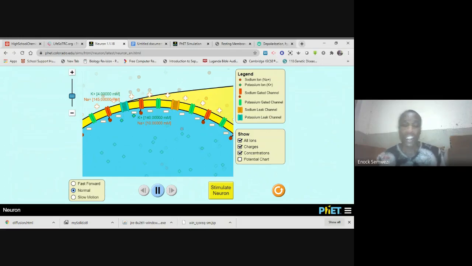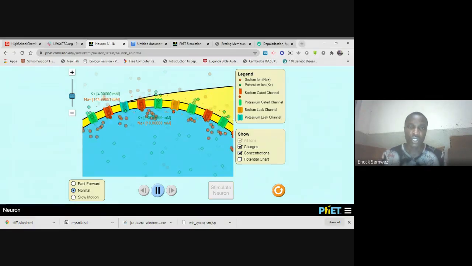So let's try to stimulate our neuron and see how the gated channels open. Remember, we have the sodium gated channels, and we can also have the potassium gated channels. Let me try to make them clearer. The ones which are red are the sodium gated channels, and the ones which are green are the potassium gated channels. I want you to look at what happens, the distribution of charges, when the impulse arrives.